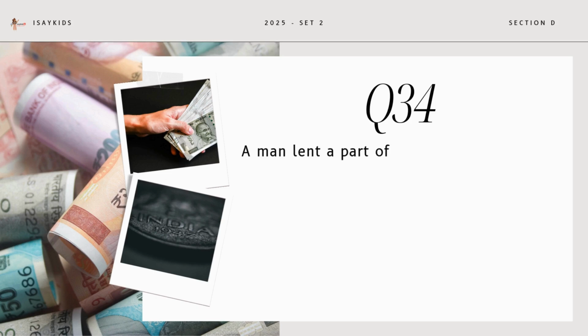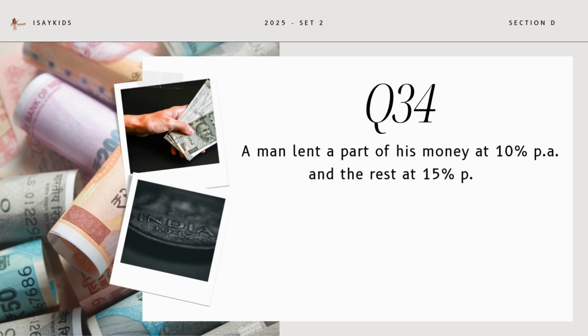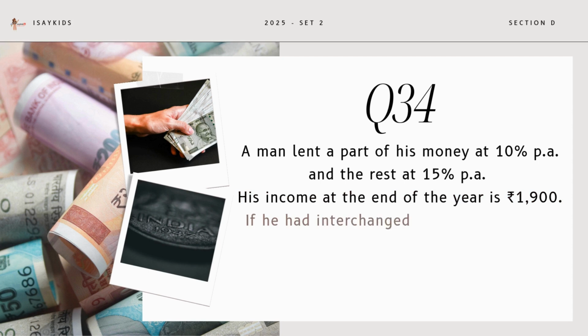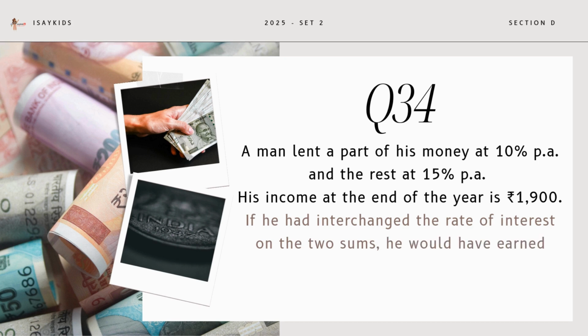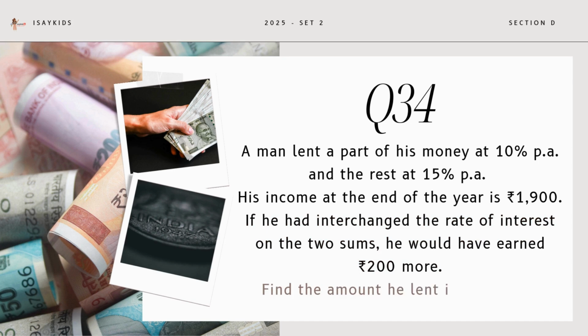A man lent a part of his money at 10% per annum and the rest at 15% per annum. His income at the end of the year is rupees 1900. If he had interchanged the rate of interest on the two sums, he would have earned rupee 200 more. Find the amount he lent in both cases.